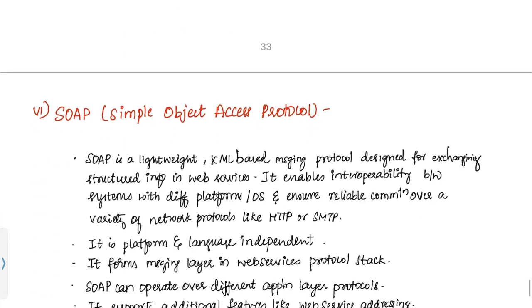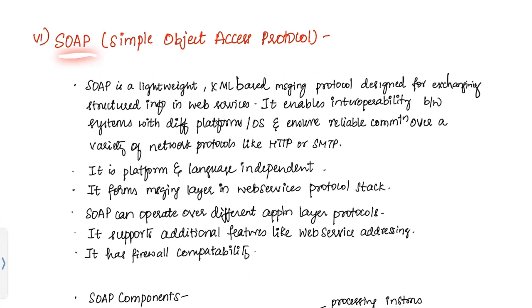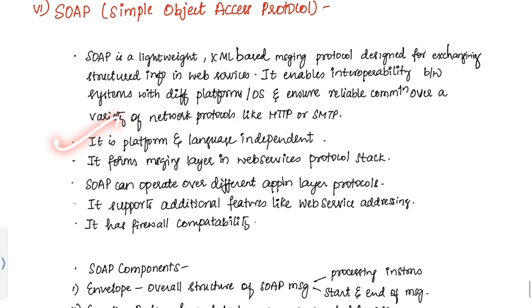Next, moving on further, we have the SOAP protocol, that is Simple Object Access Protocol. SOAP is a lightweight XML based messaging protocol which is designed for exchanging structured info in web services. This will enable interoperability between systems with different platforms or operating systems and ensure reliable communication over a variety of network protocols like HTTP or SMTP. Firstly, it is platform and language independent, so it does not rely on any particular platform or language.